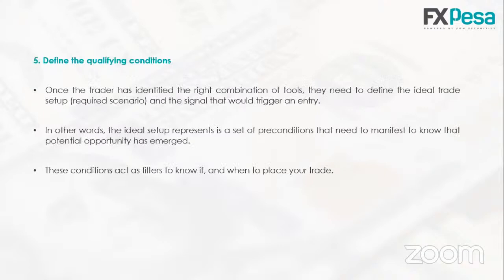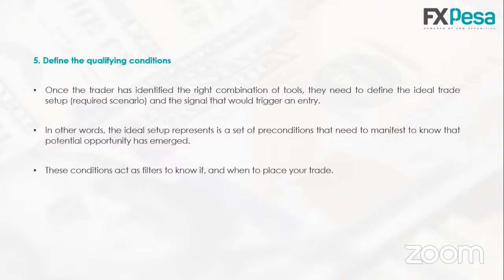Then you also need to define the qualifying conditions. So once the trader has identified the right combination of tools, they need to define the ideal trade setup or the required scenario and the signal that will trigger the entry. So it's not just enough to know that you need to have A, B, and C happening, but you need to know the criteria. What is the first trigger that would help you to know that that movement that you're anticipating is beginning to happen?